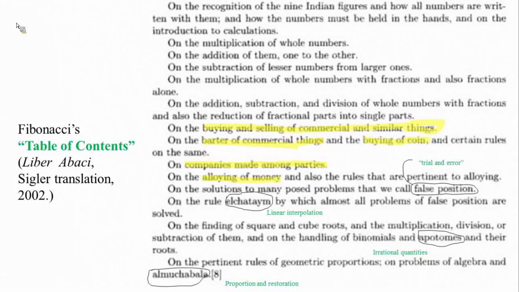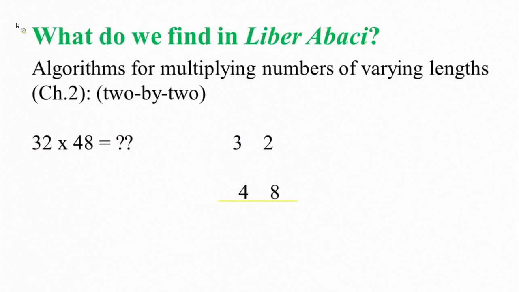And on the pertinent rules of geometric proportions and problems of algebra, see, he actually writes down algebra and al-muqabala, which is proportion and restoration, which was that word algebra, really. The restoration meant you restore, you solve for the variable in a linear equation. So this is Sigler's translation over here. This is the man who, for the first time in history, translates directly from the Latin, 2002. What do we find there?